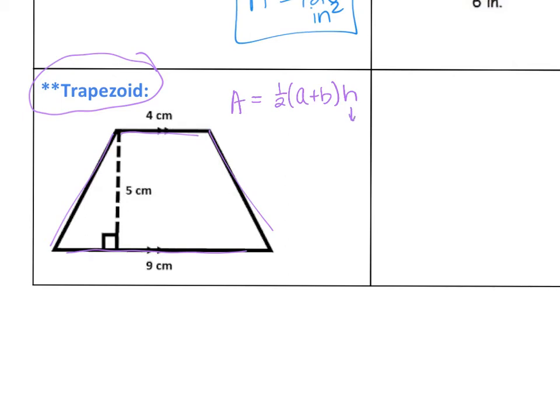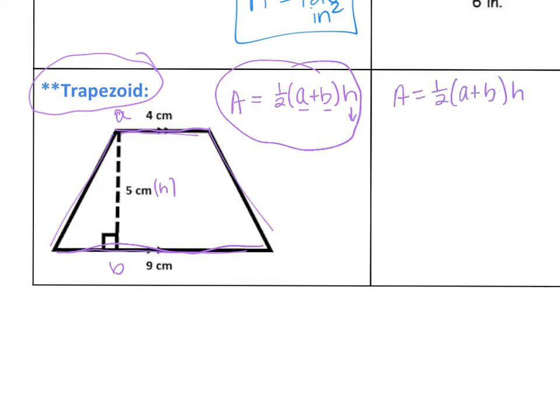H is height, so this would just be 5. And then A and B are in no order, the top and the bottom. So we can call this A and we can call this B. If you happen to switch them and did 4 was B and 9 was A, it wouldn't matter. Okay, so you do have to memorize that formula. That won't be given to you. So area is equal to 1/2 times A plus B times H.